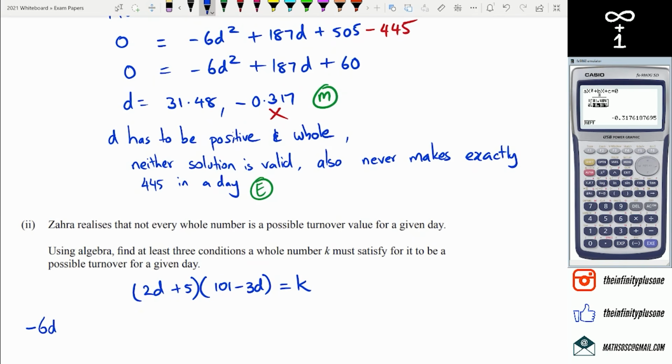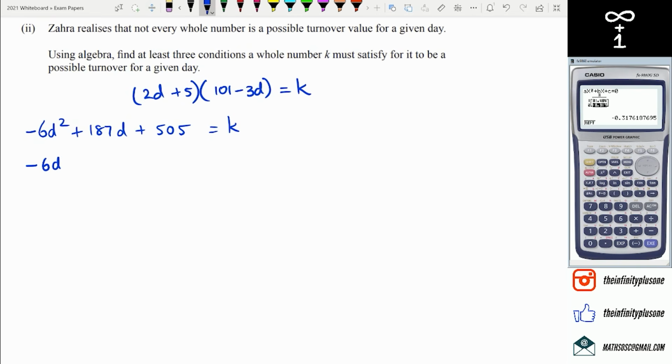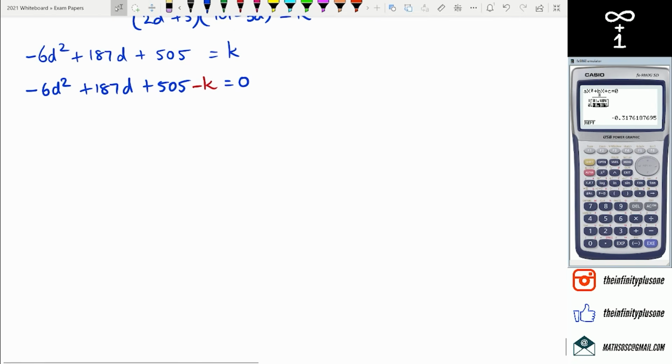So negative 6D squared plus 187D plus 505 equals K. Okay, there we go. Now I'm going to bring the K to the left-hand side: plus 505 minus K, and this is equal to 0. At this point, I need to use the quadratic formula, where A is equal to minus 6, B is equal to 187, and C is equal to 505 minus K.